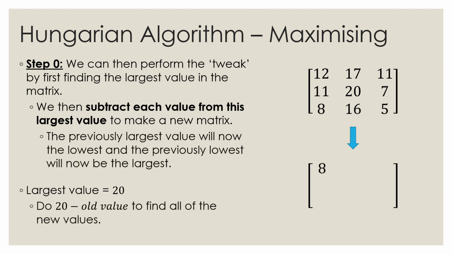Subtracting every single value in its same location from 20, we end up with 8, 3, 9, 9, 0, 13, 12, 4, and 15. That's the only extra step you need to add into the Hungarian algorithm to maximize. Everything else from here is exactly the same. Nothing changes from what we've done previously. So the rest of this video is basically a review of the minimizing. You can watch through as we flick through this in order to allocate the tasks to each of the different people.